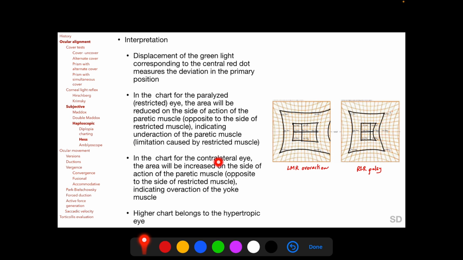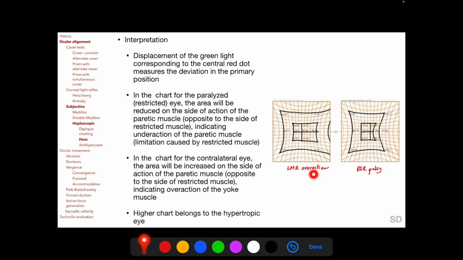And in the chart for the contralateral eye, the area will be increased on the side of action of the paretic muscle or opposite to the side of action of the restricted muscle, indicating overaction of the yoke muscle in the contralateral eye. So in a right lateral rectus palsy, the yoke muscle to the lateral rectus of the right eye is the medial rectus muscle of the left eye, which moves the left eye towards the right side. According to Hering's law, when there is a palsy in a muscle in one eye, there will be overaction of its yoke muscle in the other eye.